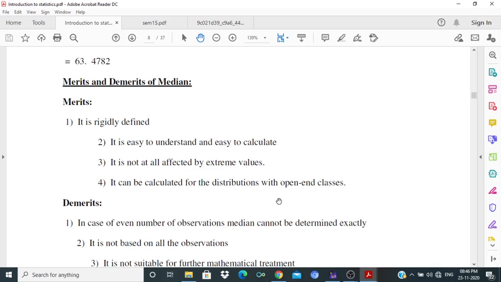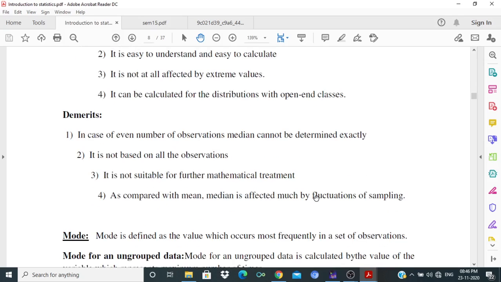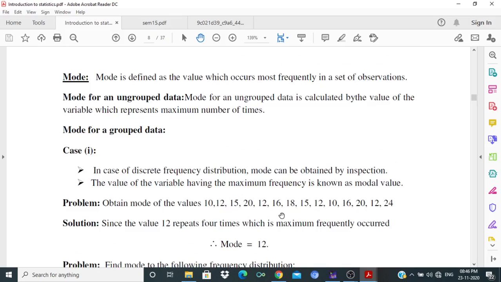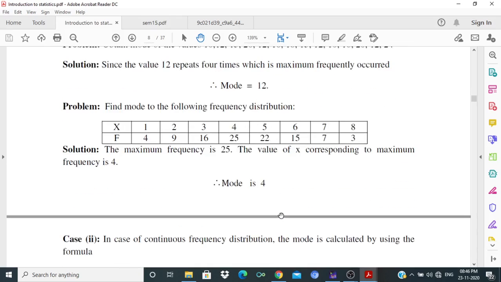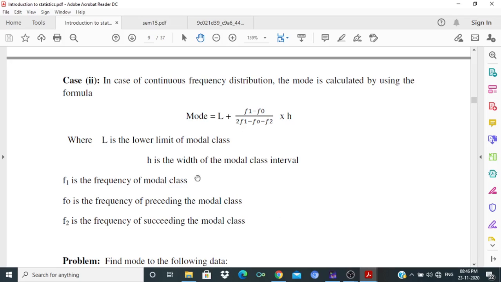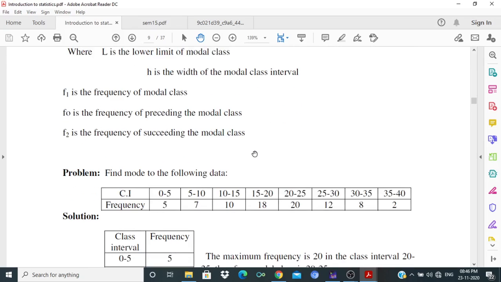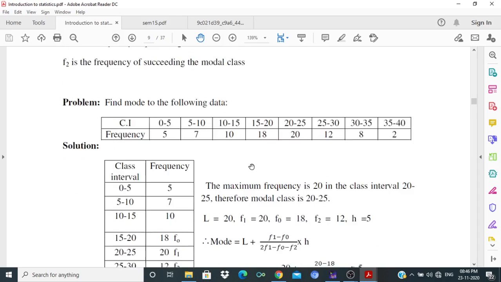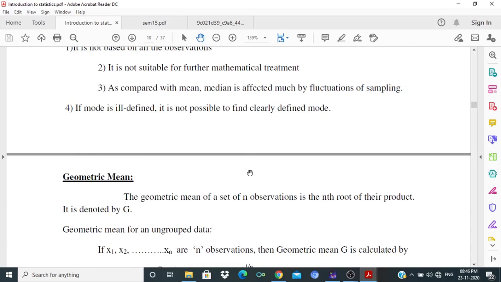Next, these are the merits and demerits of median: easy to understand, not at all affected by extreme values, and it can be calculated for distributions with open-end classes also. These are the demerits: not based on all observations, and not useful for further mathematical manipulations. It is the drawback. Mode. Mean for grouped data, mode for grouped data, mode formula. f1 is the frequency of the modal class, f0. Some lecturers may use some different notations. All are the same.